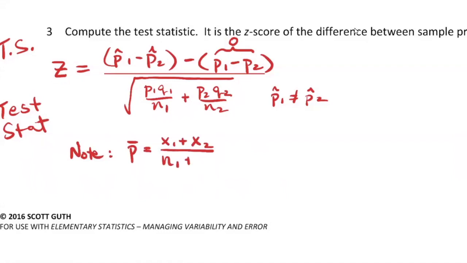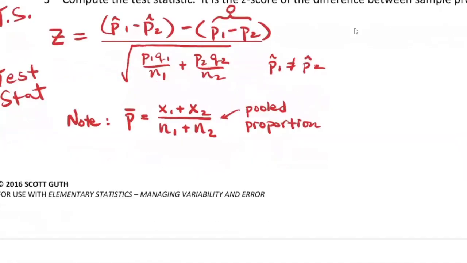This is called the pooled proportion. Pooling is where you put groups together. We put the boys and the girls together here to make a pooled proportion. That now represents the boys and girls, which are supposed to have the same proportion going to school. Also Q bar will be 1 minus P bar. You would have guessed that probably.